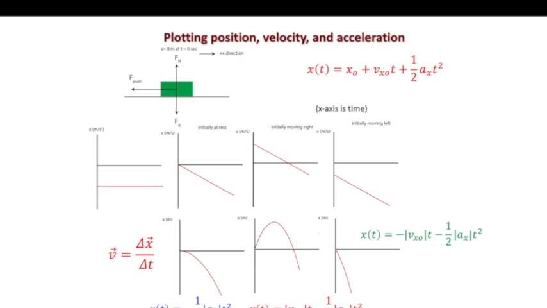So maybe it would be like if it was this middle column, like at what time does the velocity equal 0? When does the object turn around? Or something like that.